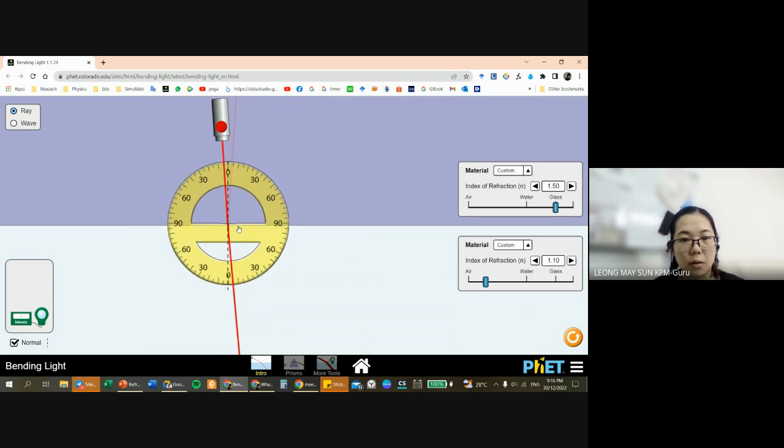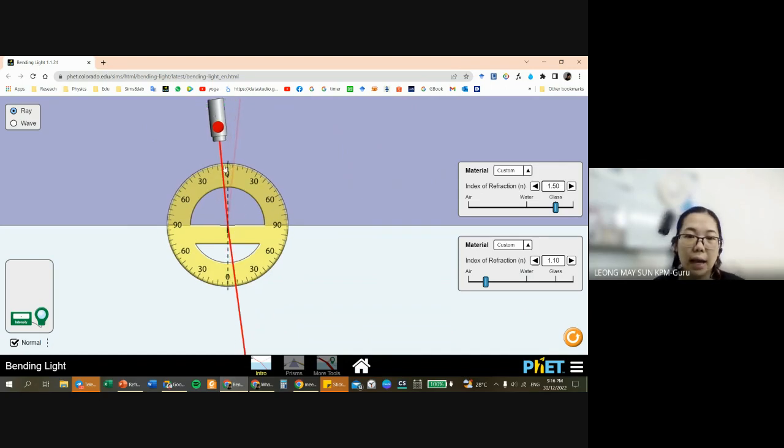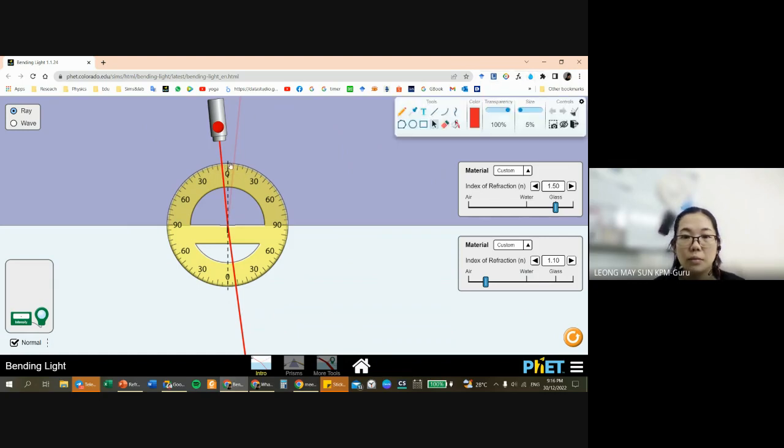so this is my normal line. When there's an incident angle created, I'm going to bring this out and start scribbling. From the normal line to the side, that is the incident angle.